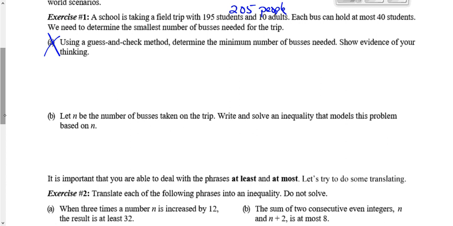Well, I want an inequality. You're talking about the solution later on. And what?